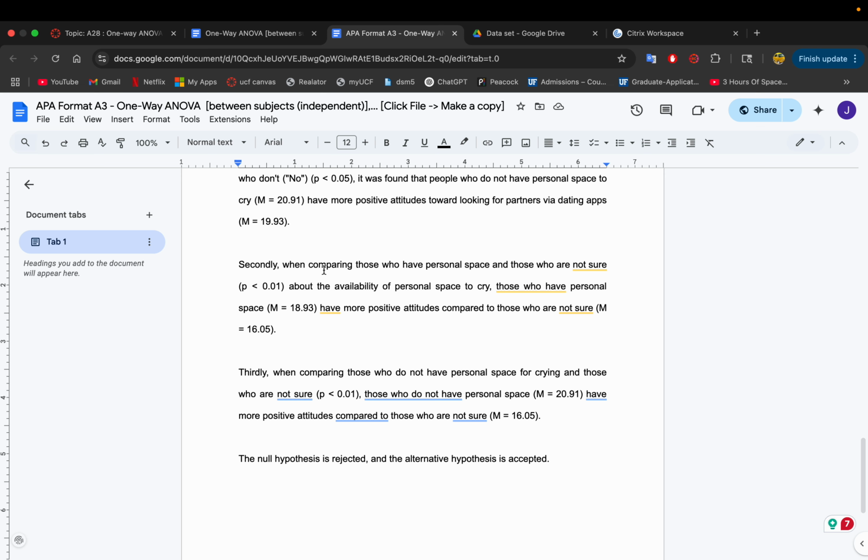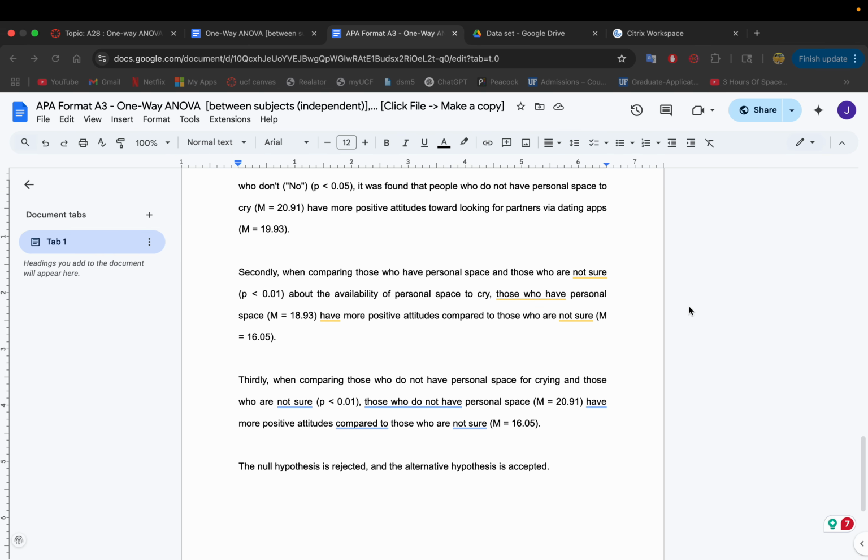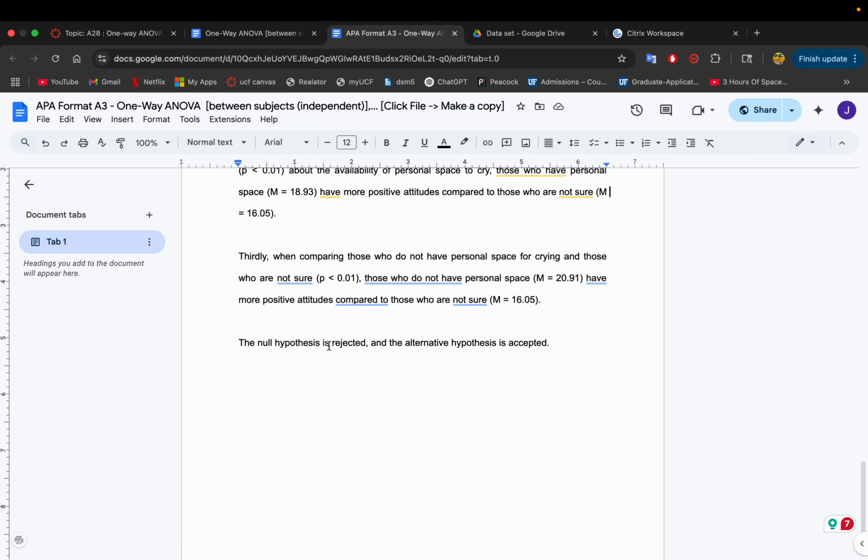Secondly, when comparing those who have personal space and those who are not sure, P is less than 0.01. About the availability of personal space to cry, those who have personal space, and then the mean is brought up, again, have more positive attitudes compared to those who are not sure. And then the mean for not sure is going to be there as well. So for this, you're basically just comparing means. You just want to make sure every single one is a valuable thing to report.